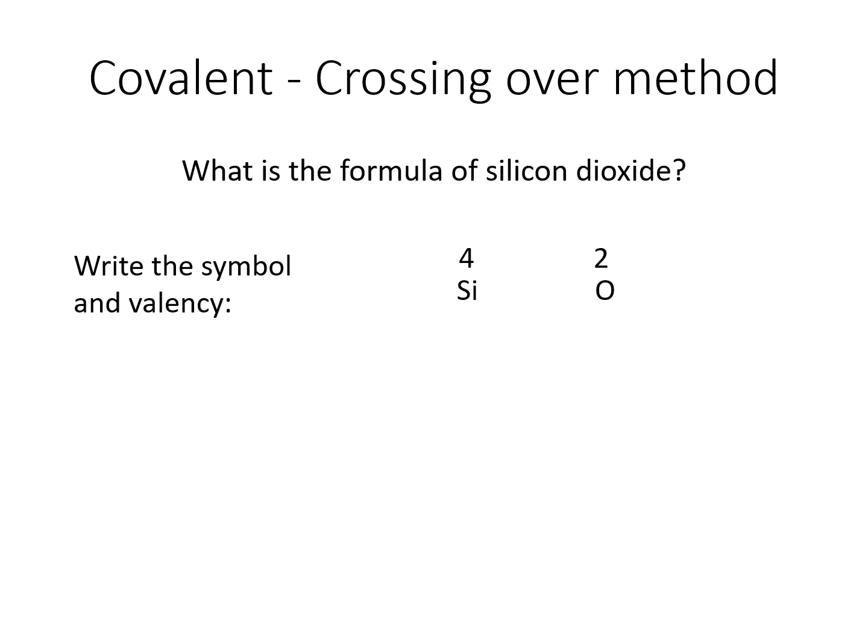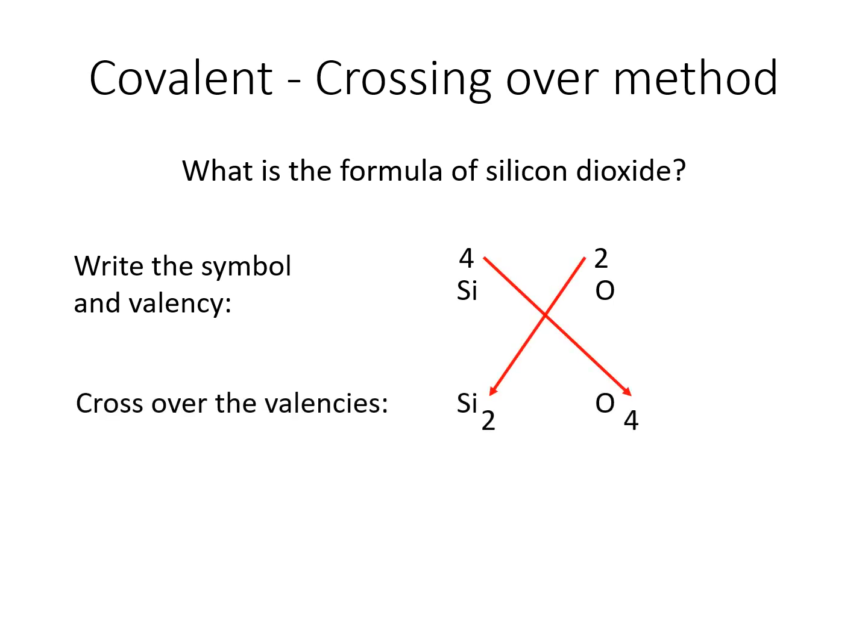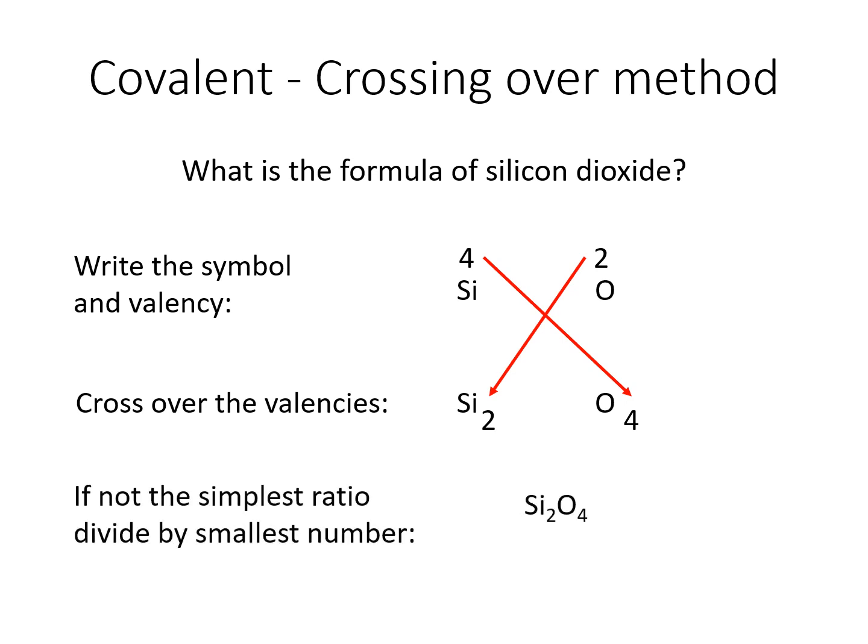Why don't you guys have a go at this one on your own? So pause the video and see what you come up with. So we've got our silicon here has a valency of 4, our oxygen has a valency of 2. We're going to cross over those valencies. We've got Si2O4, so our formula is Si2O4. Except we haven't yet finished because it isn't the simplest ratio. A 2:4 ratio is not as simple as it could be. If we simplify it, it becomes SiO2 with a 1:2 ratio.